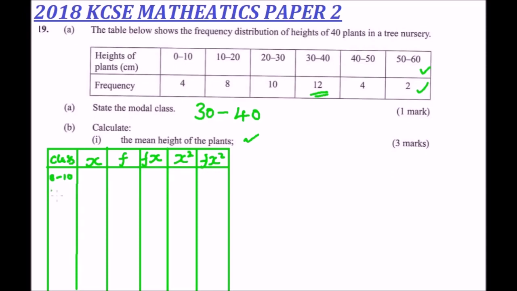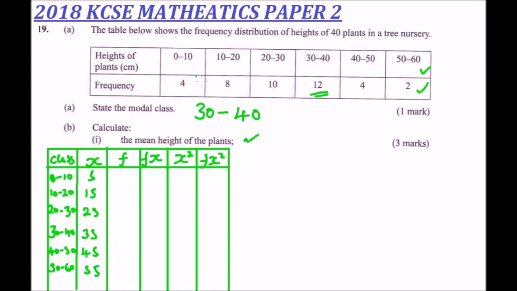So our class here is from 0 to 10. Then we have 10 to 20, 20 to 30, 30 to 40, 40 to 50, and 50 to 60. So those are our classes. The midpoint of 0 to 10 is 5. The midpoint between 10 and 20 is 15. We have 25, 35, 45, and 55.